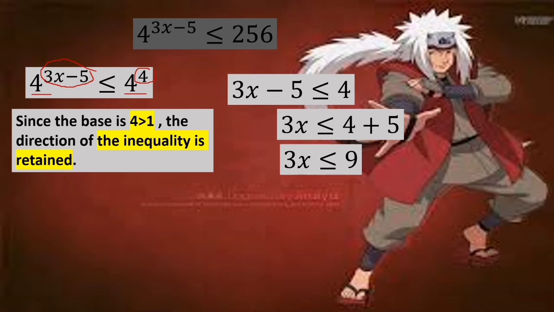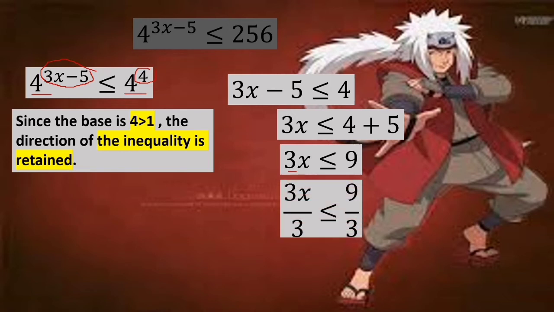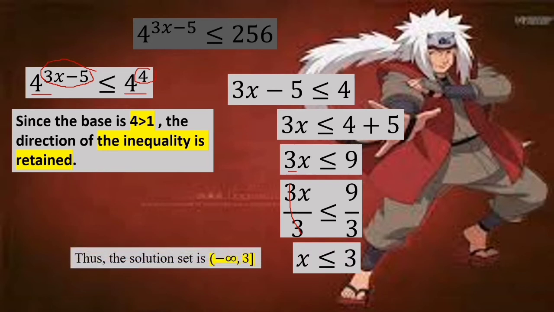So, ang kasama ng x natin ay 3. So, ibig sabihin, ang i-divide natin ay 3. So, 3x over 3 is less than or equal to 9 over 3. So, makakancel ito. Then, ang matitira is x is less than or equal to 3. So, our solution is, dahil less than siya, negative infinity, then 3. Kung makikita nyo ito yung ginamit natin kasi nga, meron siyang equal.